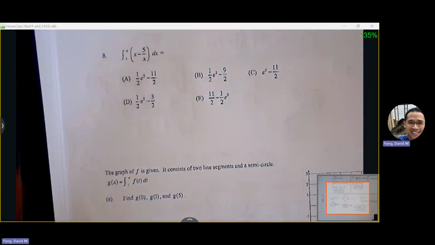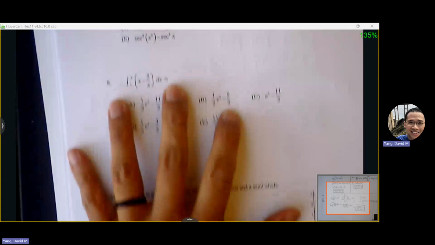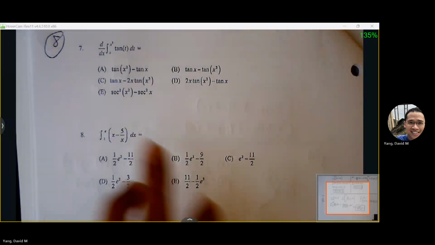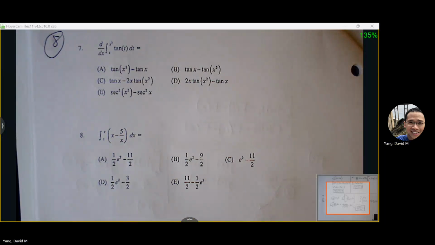Okay, page 8. Number 7 should just be applications of the second theorem. Try that. And we can skip 8. We haven't quite learned yet the integral rule for 1 over x. So we can do 7.